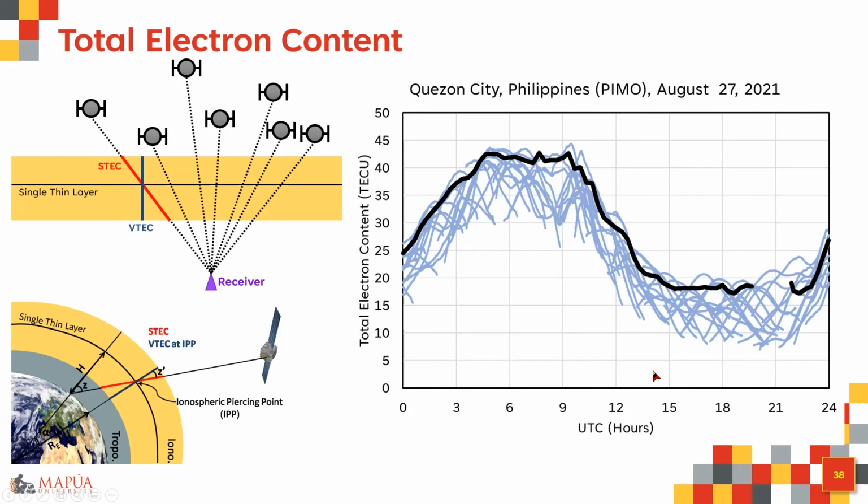As you will notice here, the x-axis is UTC, or universal time. 0 UT is 8 a.m. and 12 UT is 8 p.m. As expected, during daytime the ionization is high, therefore the total electron content is high. During nighttime, the total electron content is low. This is from a receiver in Quezon City, around 2 months ago, August 27, 2021.